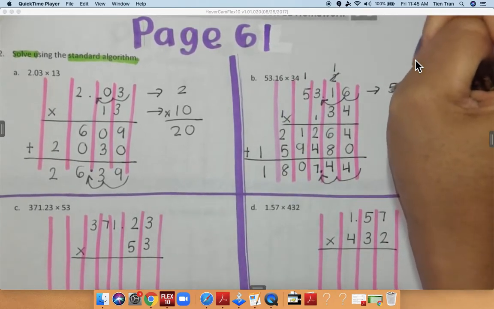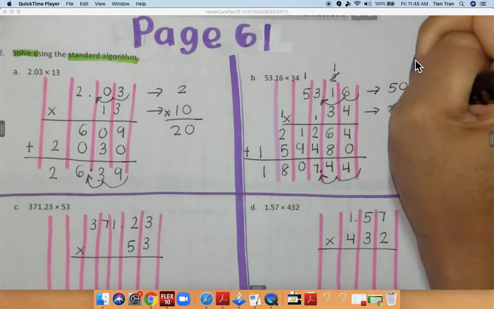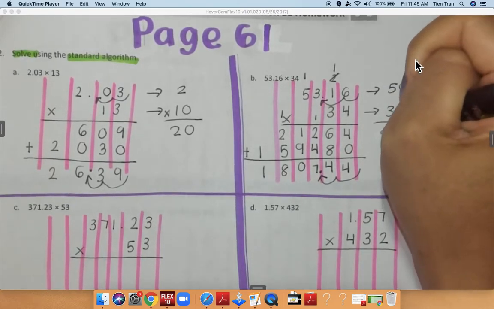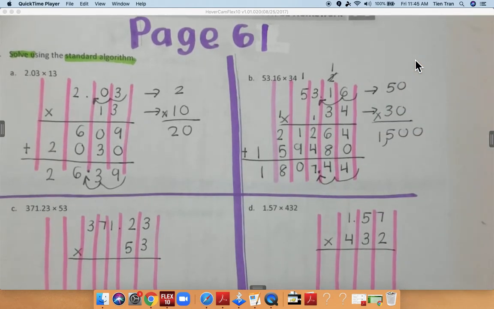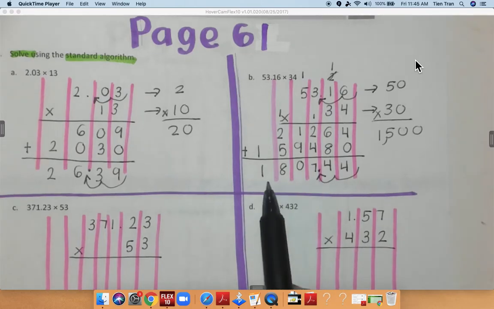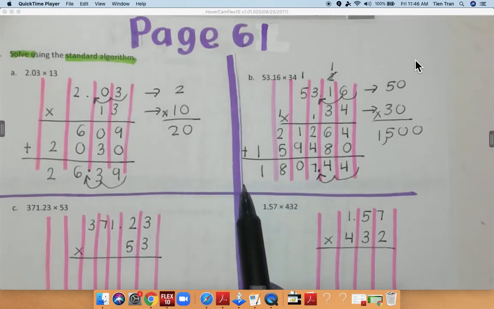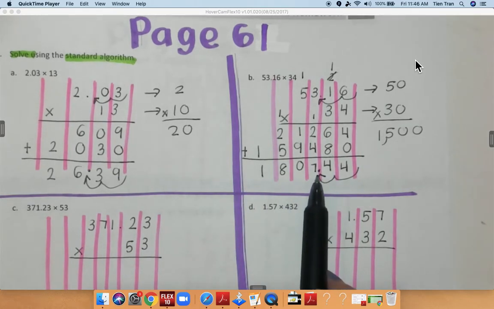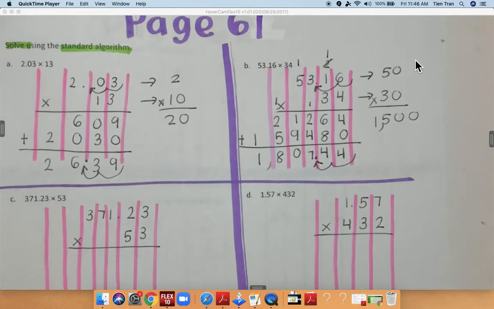53 can be rounded to 50, and 34 can be rounded to 30. I know that 5 times 3 is equal to 15. Add my 2 zeros at the end, and my answer should be about 1,500. So my answer shouldn't be 180. That's why I'm not putting my decimal here. It should be 1,500. That's why I'm placing my decimal right here, close to 1,500.